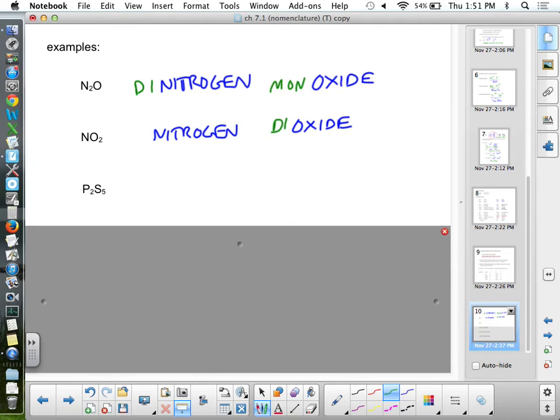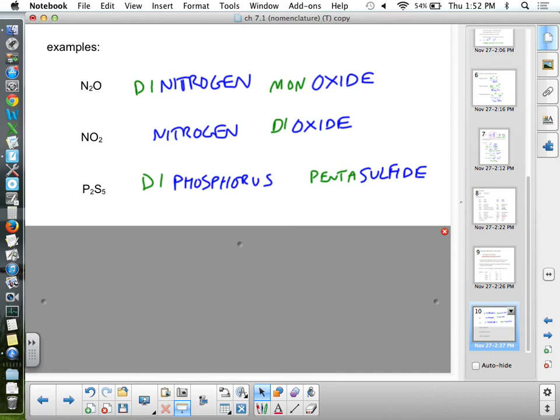P2S5, pause the video and try that one on your own. So I'll name the first element phosphorus, and I'll give it a prefix di to indicate that there are 2 phosphorus atoms per molecule. The second element is sulfur, so I'll use the IDE ending, sulfide. Now I have 5 sulfur atoms per molecule, so I'm going to use the prefix for 5, which is penta. So the name of the molecule is diphosphorus pentasulfide.